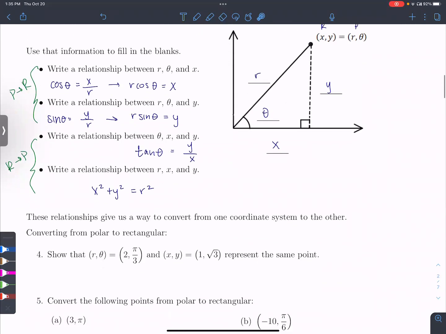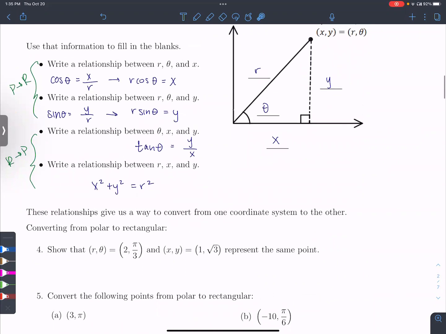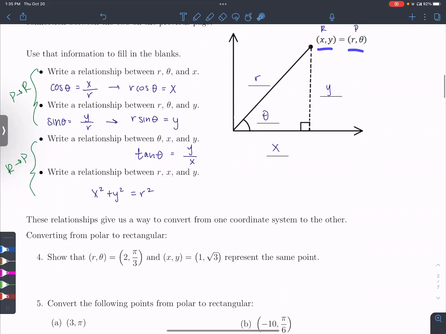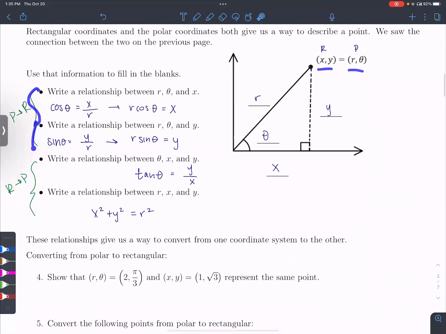Okay, so the first thing that we're going to do is convert from one representation to the other. I want to mention that these two we will most often use when we know what r and theta are, to find x or to find y. And these two we will often use when we know x and y, so that we can find theta and so that we can find r.